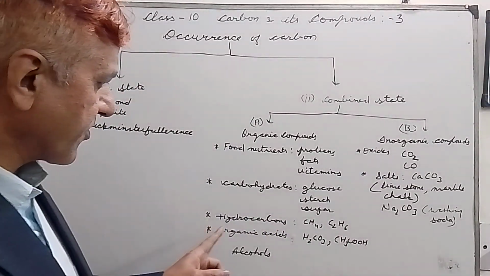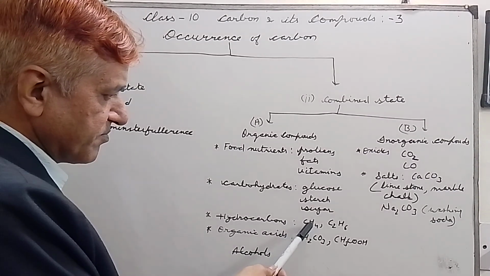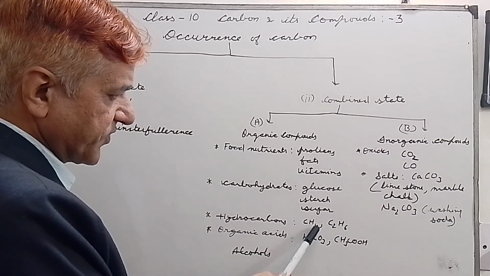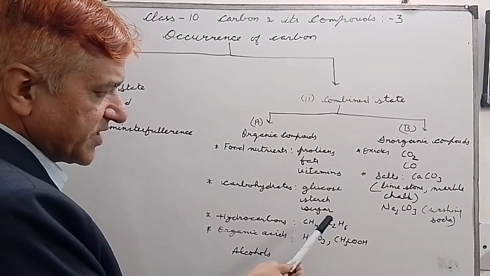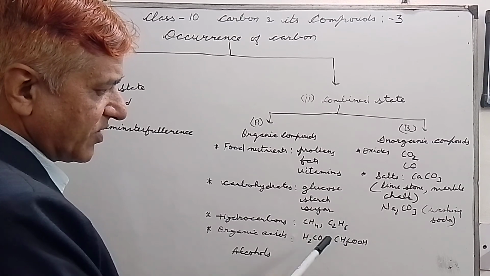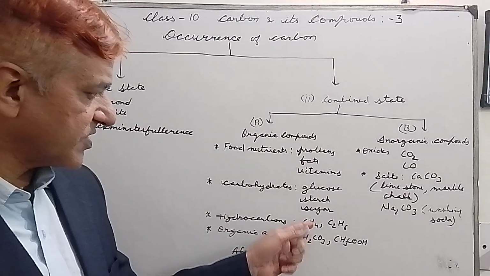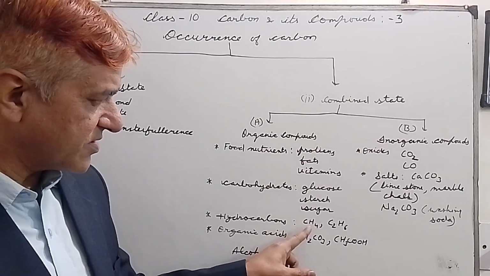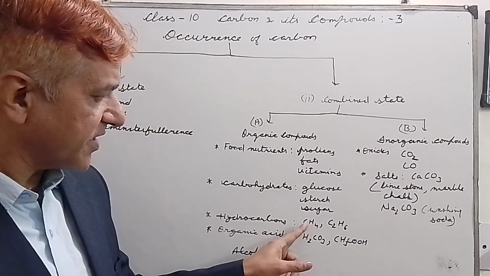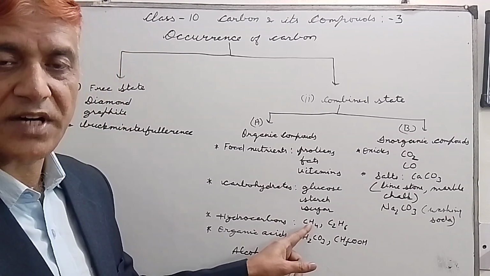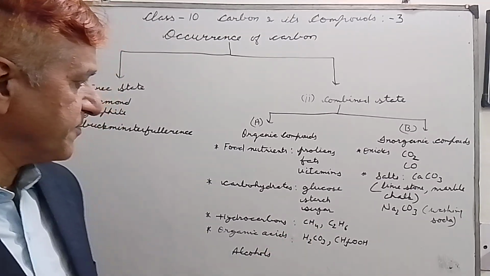And then hydrocarbons. For example, methane and this is ethane. CH4 is the chemical formula of methane and C2H6 is the formula of ethane. So here also you can see that carbon is found in combined state. Carbon is combining with hydrogen.